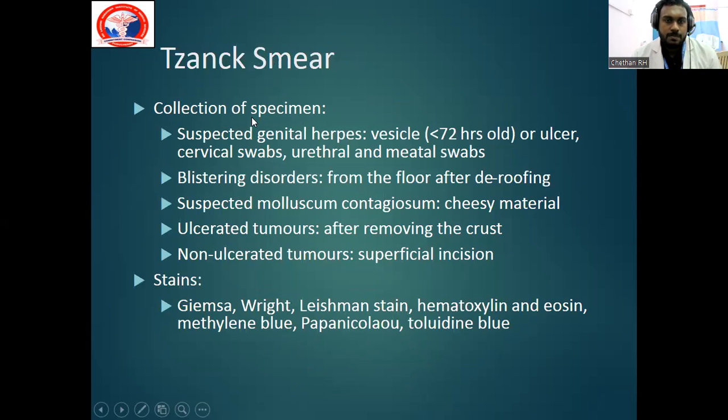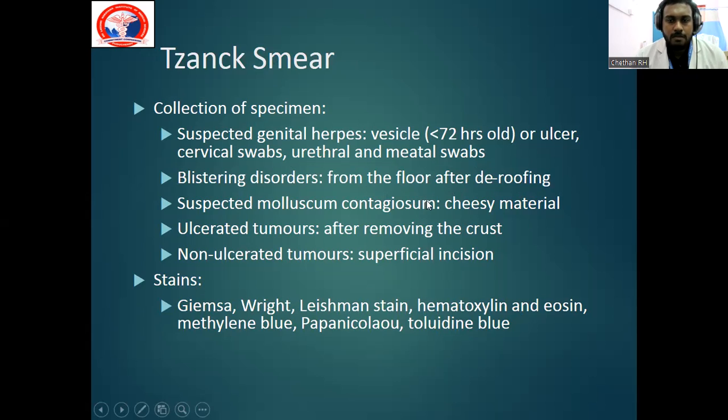So first we look at the collection of specimen, especially for viral diseases such as genital herpes or chickenpox. So you have to take a vesicle which is newer, that is a vesicle which is less than 72 hours old, or you can even take an ulcer if there are no active vesicles. Then first you have to rupture the vesicle, you have to deroof the vesicle, and from the floor you have to take the smear. Whereas in case of herpes, you can even use a cervical swab, and even you can collect the vesicular fluid itself for doing a smear.